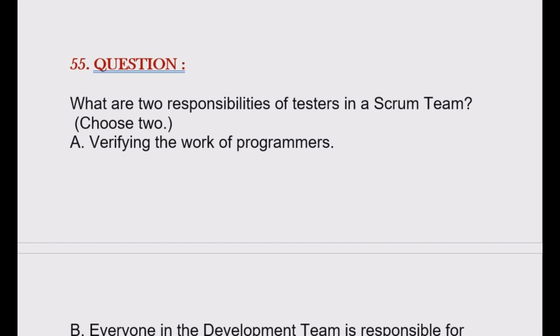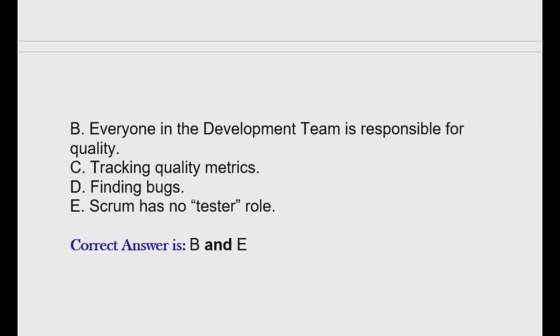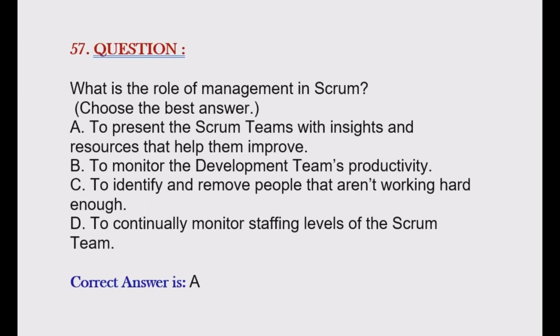Question is, what are two responsibilities of testers in a Scrum team? Choose two options. Option A, verifying the work of programmers. Option B, everyone in the development team is responsible for quality. Option C, tracking quality metrics. Option D, finding bugs. Option E, Scrum has no tester role. Correct answer is option B and option E.